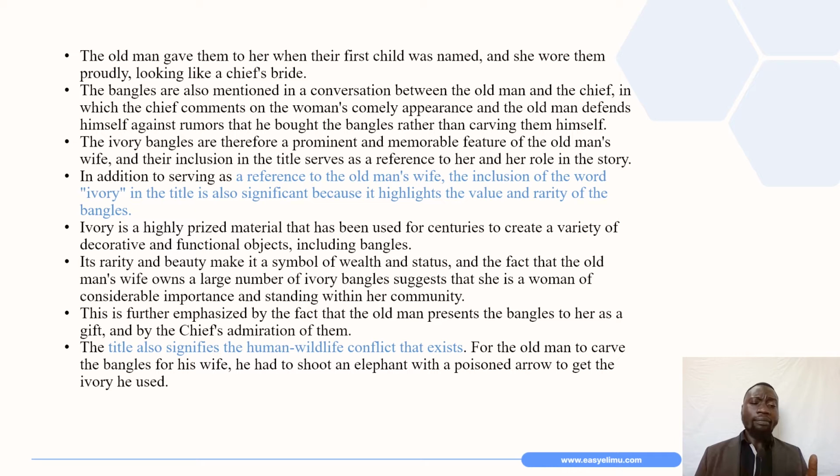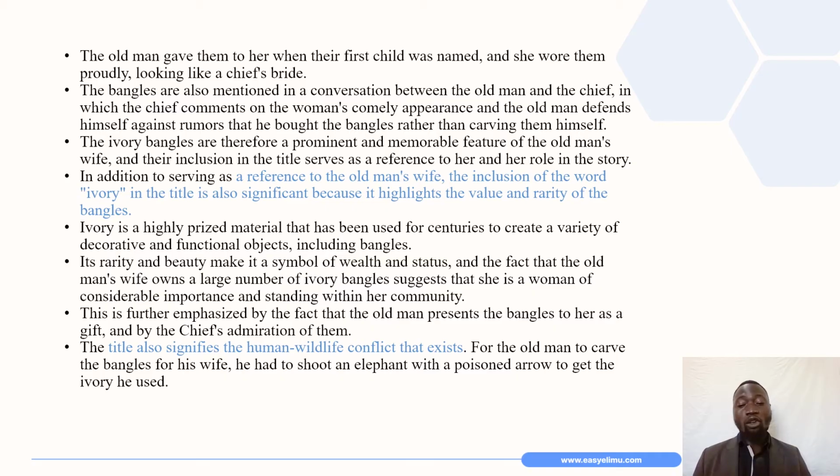So, dear learners, this is further emphasized by the fact that the old man presents the bangles to her as a gift, and by the chief's admiration of them. Now, overall, the title Ivory Bangles is an appropriate one for the text because it captures the significance of the bangles as a symbol of the old man's wife's identity and status, as well as their value as rare and precious material. The title also signifies the human-wildlife conflict that is also existing in the story.